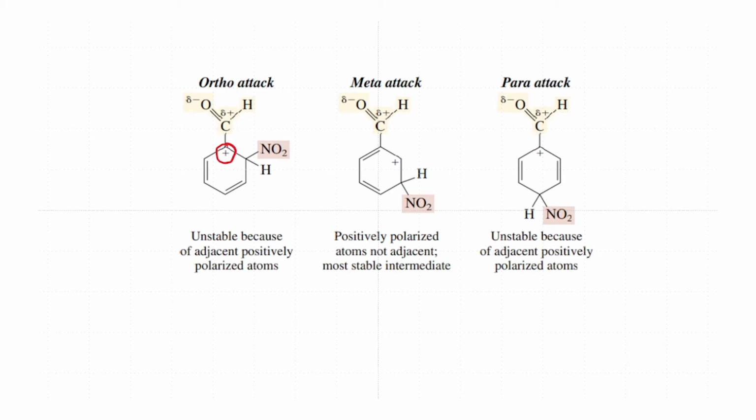Similarly, when you look at the para nitro substituent, the positive charge is again right next to the aldehyde, and therefore this intermediate also is less stable. However, in the meta attack, the positive charge does not have an opportunity to interact directly with the carbonyl carbon, and therefore it becomes the more stable intermediate.